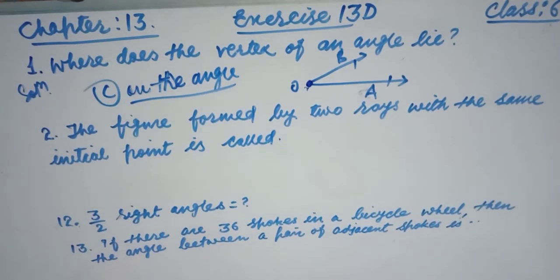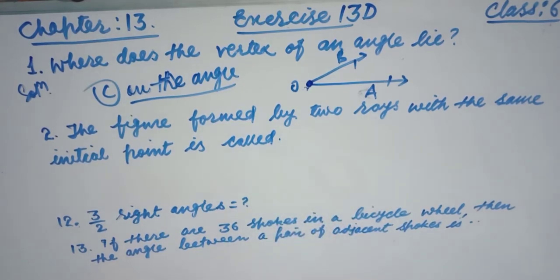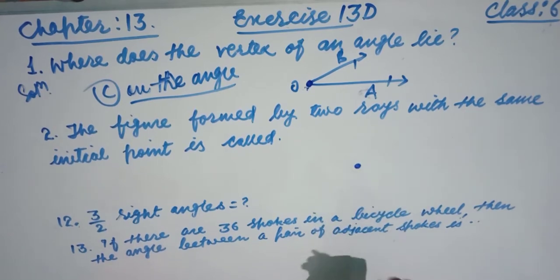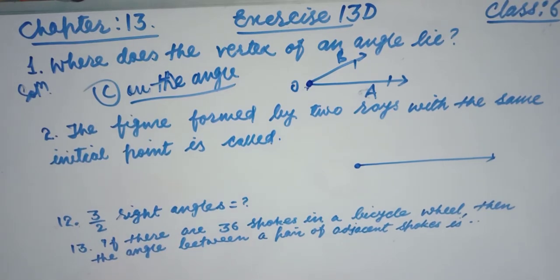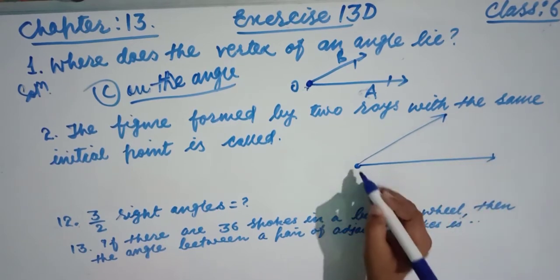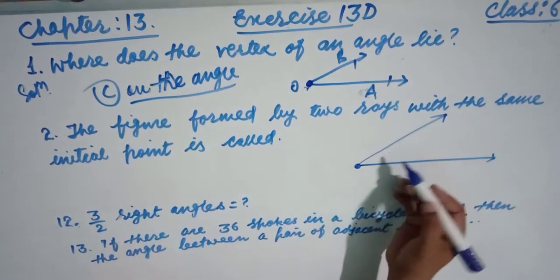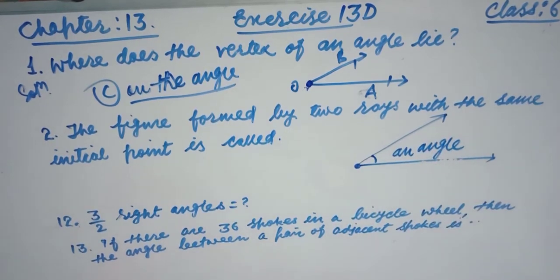Now see, friends, the second question says, the figure formed by two rays with the same initial point is called. Suppose this is the initial point. So this is one ray, and this is another ray. So what about the figure, friends? This is nothing but an angle. So C is the correct option.